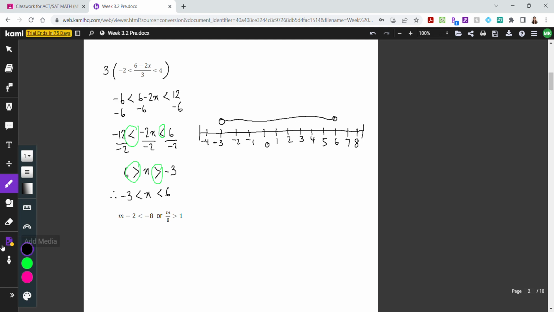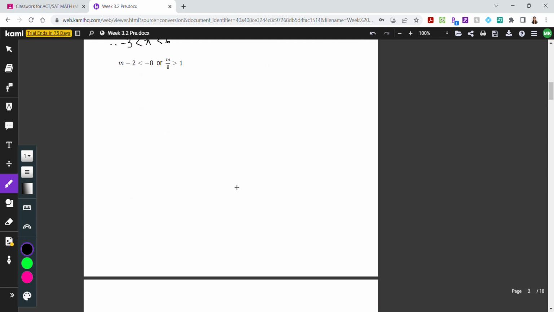All right. Now we look here, an OR question. So when we have these kinds of questions, we are just going to separate the two inequalities first into two parts. So we have on one side, m minus 2 is less than negative 8. m over 8 is greater than 1. Let's solve on this side first.